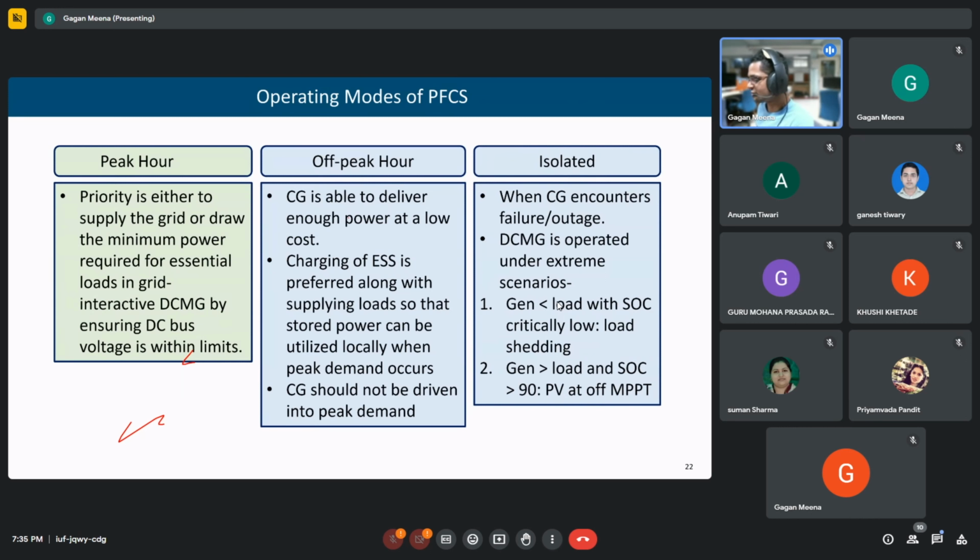And the conventional grid should not be driven into peak demand. So we have to ensure this also. The demand should not be so much during off-peak hour that we create a new peak. The controller has to take care of this fact also. It should not happen that power is cheaply available, so we draw a lot of power and create another peak. That will again congest the lines.